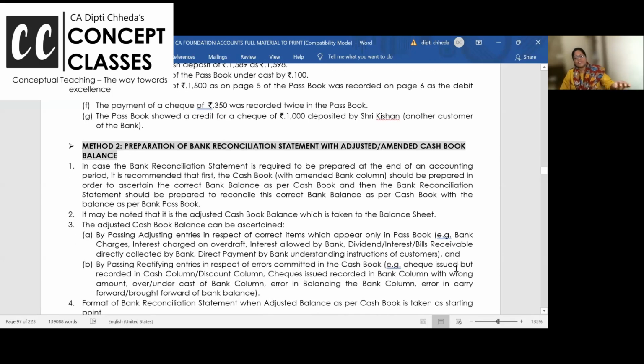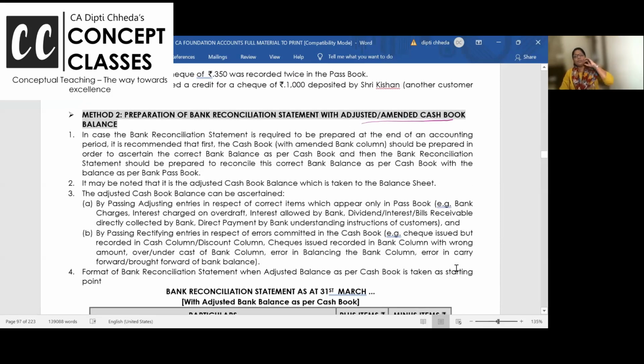So we are going towards the second method, preparation of the BRS with adjusted or amended cash book. This is a very beautiful concept. Just look at the last problem in your notebook where you prepared BRS with so many add and less. But listen, in my book the balance is say 2000 and there are some genuine mistakes in my book. I deposited a check of 5,000 and in my books I have recorded 500. So is it correct to rectify 4,500 in my books?